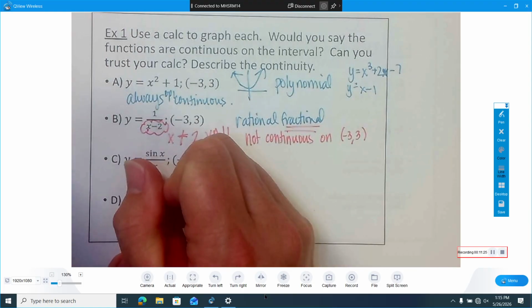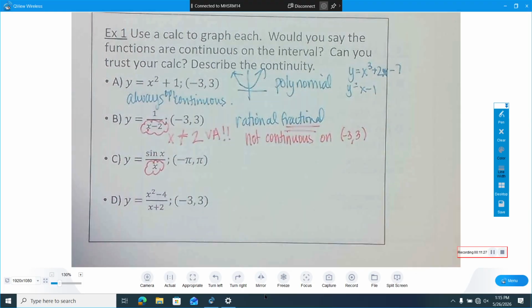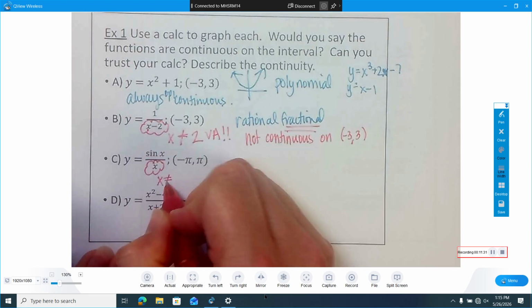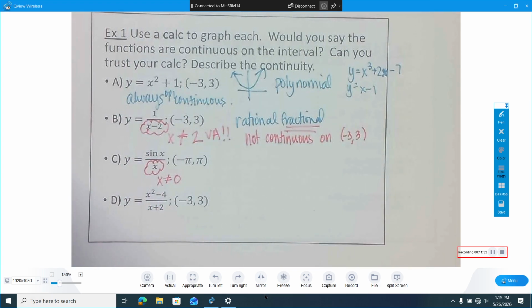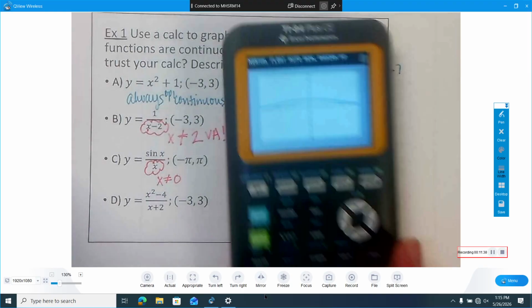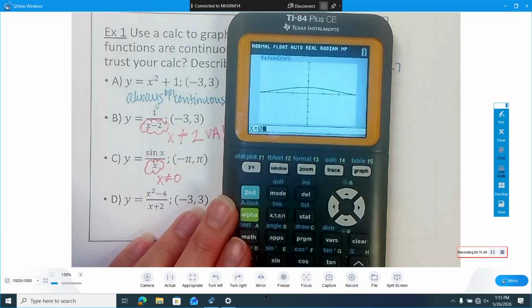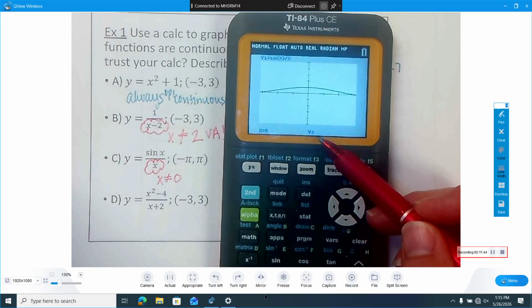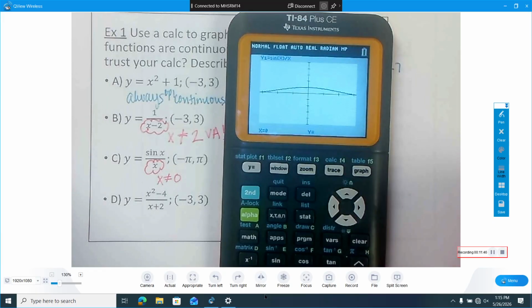Yeah, it's a rational fractional function here. Again, denominators are not allowed to equal 0. So in this case, x is not allowed to be 0. And you'll notice if I trace and enter 0, there's no y value. It's undefined. There is a hole there.